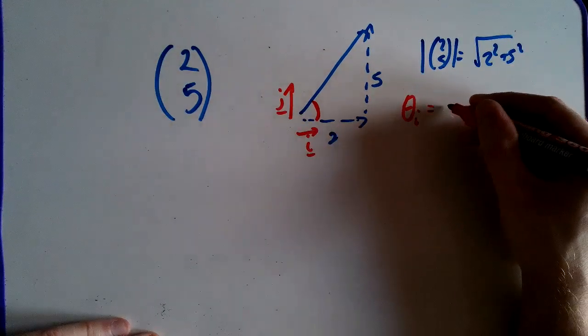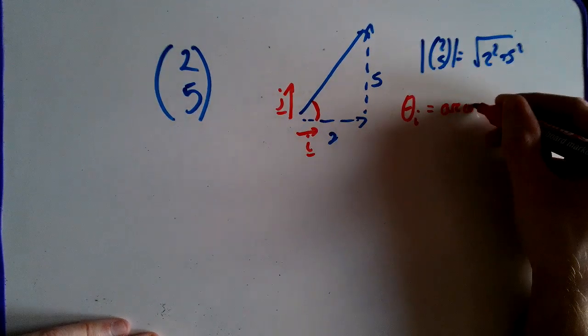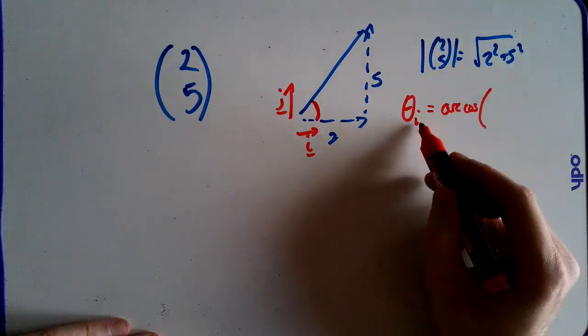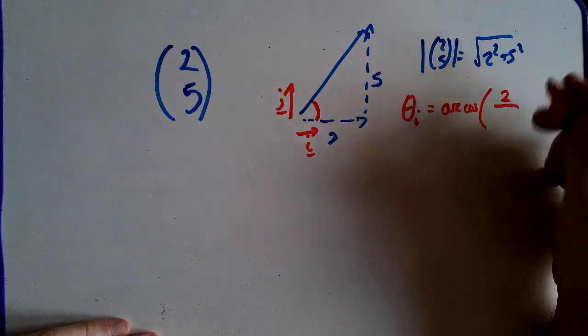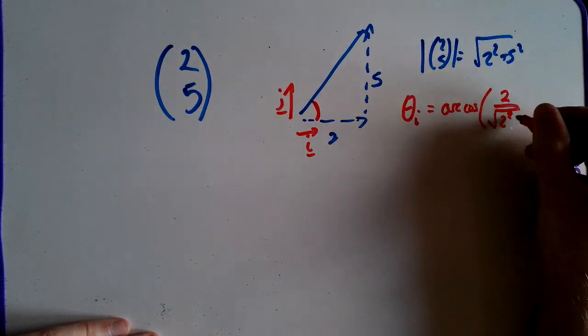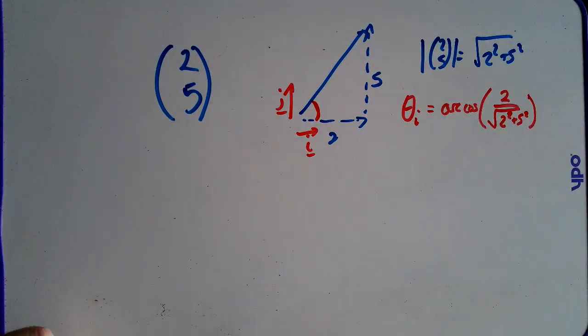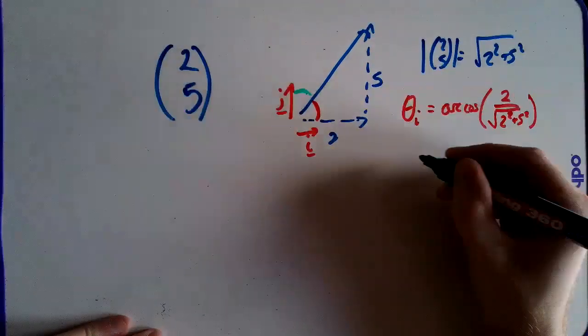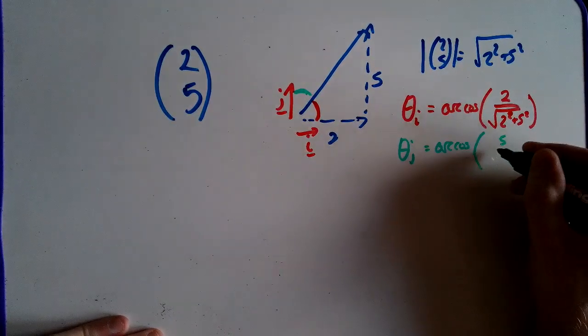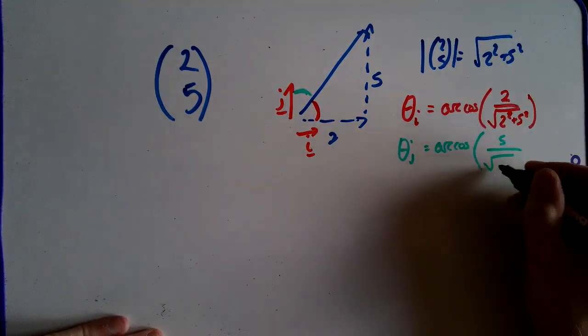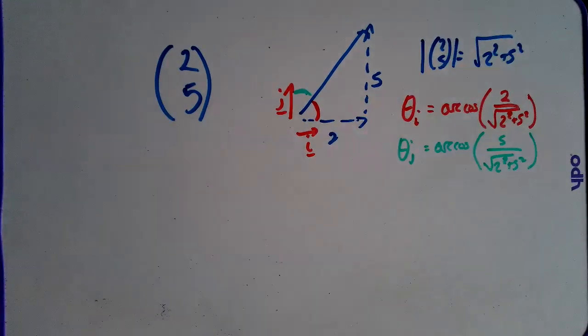To get that, it's inverse cos, where you put the i component on the top, so the i component is 2, divided by the magnitude. And equally, if you wanted the angle made with j, so that would be this here, the angle made with j would be inverse cos of the j component, which is 5, divided by the magnitude. And this formula just helps you in 3D, so that's why I told you this formula.